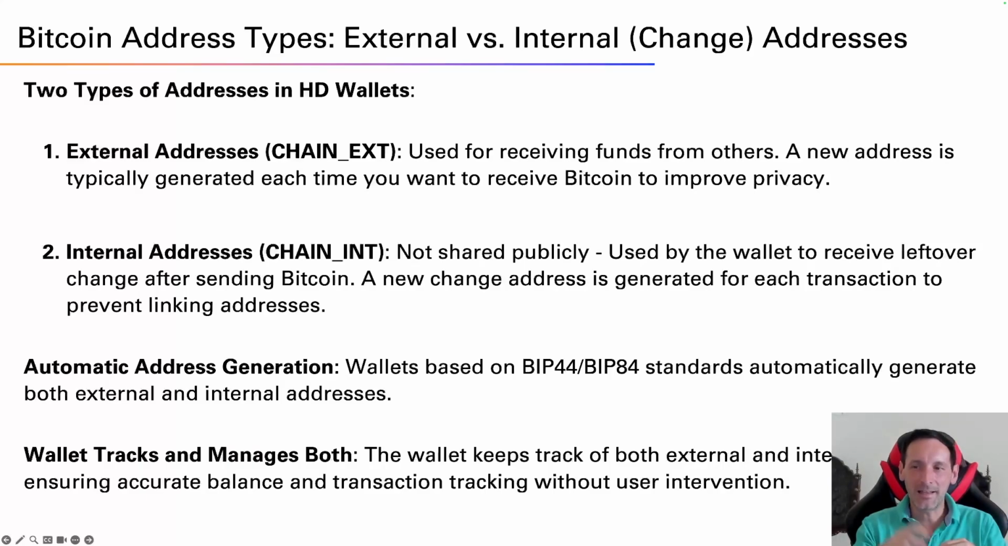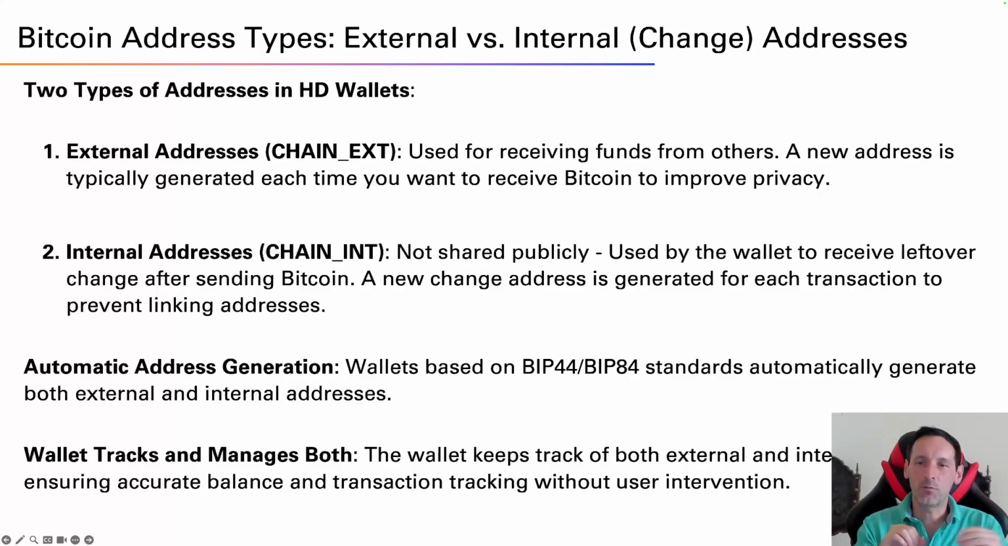Both external and internal chains use the same extended public key, but allow different derivation paths to ensure privacy and efficient wallet management. If you imagine, this is just a sequence of addresses that you get. The root is your extended public key, but they have slightly different functions that generate these two different sequences: one for external addresses that you will use when you want to receive Bitcoin, and one for change. We'll talk about that in a minute.